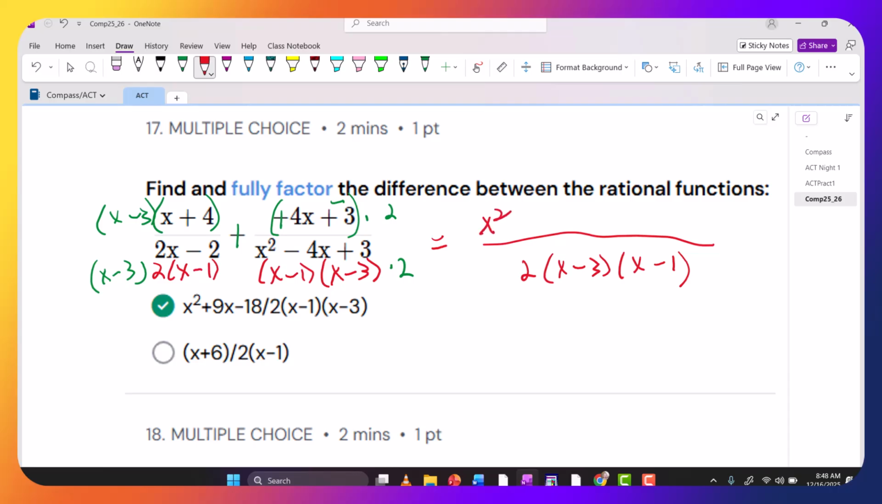So this is x squared. 4x and negative 3x is 1x.